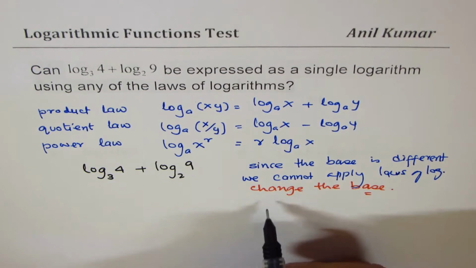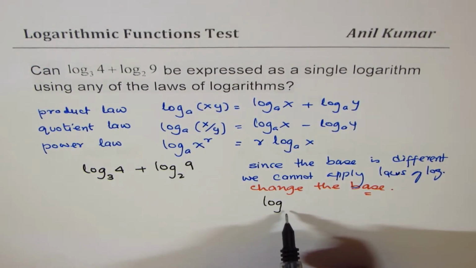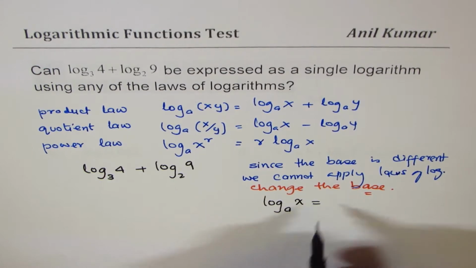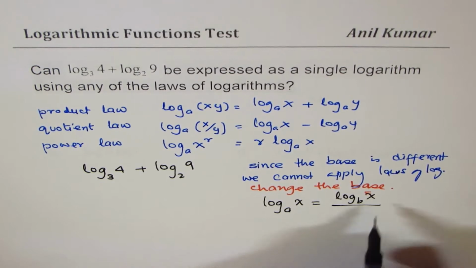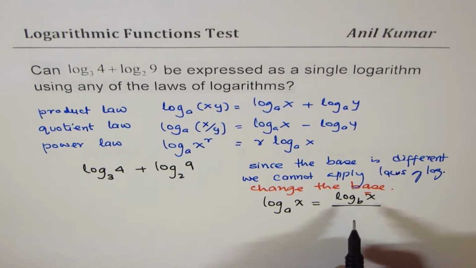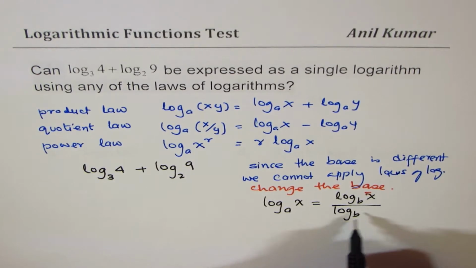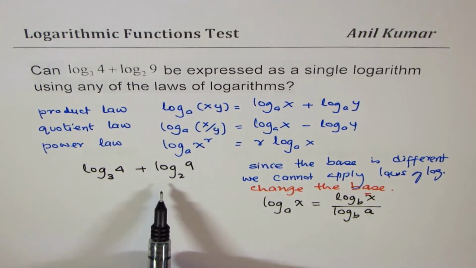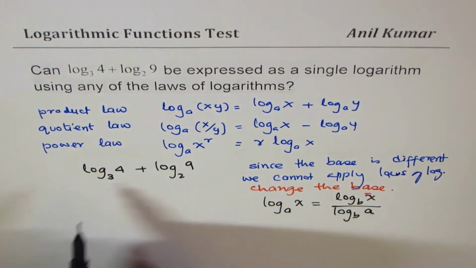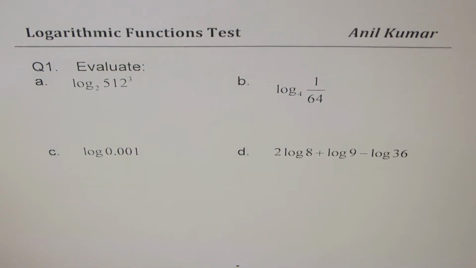So change of base formula is that if I have log to the base of, let's say, a of x, and if I want to change that to the base b, then we write this as a ratio of log base b of x divided by log b of a, right? So change of base can help us write this expression as a single log, right? So now with brief introduction to laws of logarithms and change of base formula, let us make an attempt to complete this test paper. It should not take more than an hour to do this.